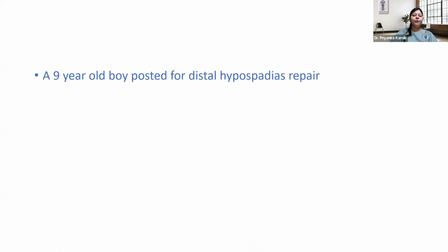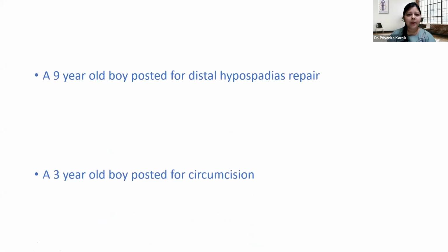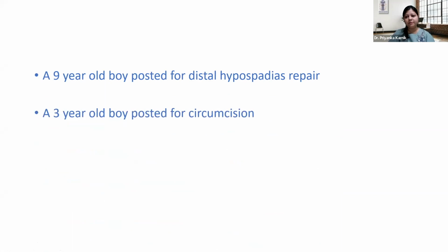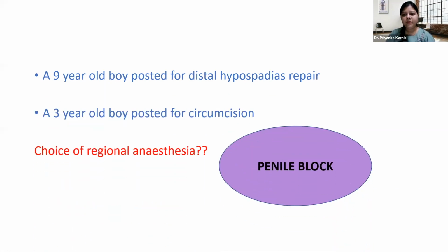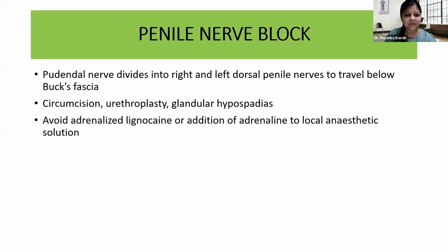My last scenario covers a 9-year-old boy posted for distal hypospadias repair and a 3-year-old boy posted for circumcision. So the obvious choice, if you don't want to give a caudal, would be the penile block. So what are we blocking exactly?